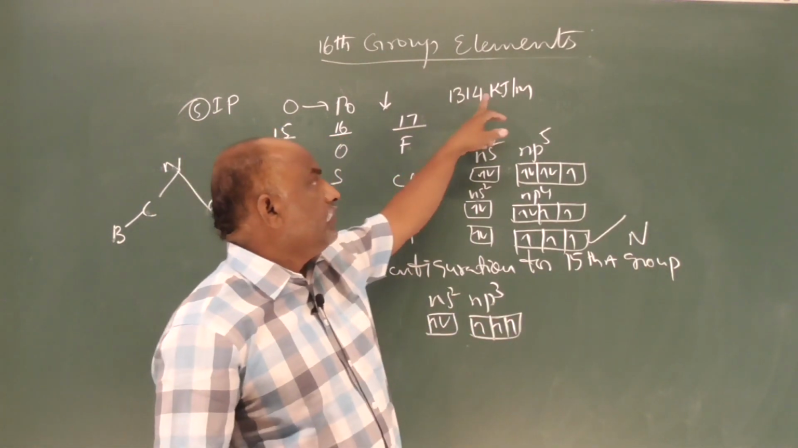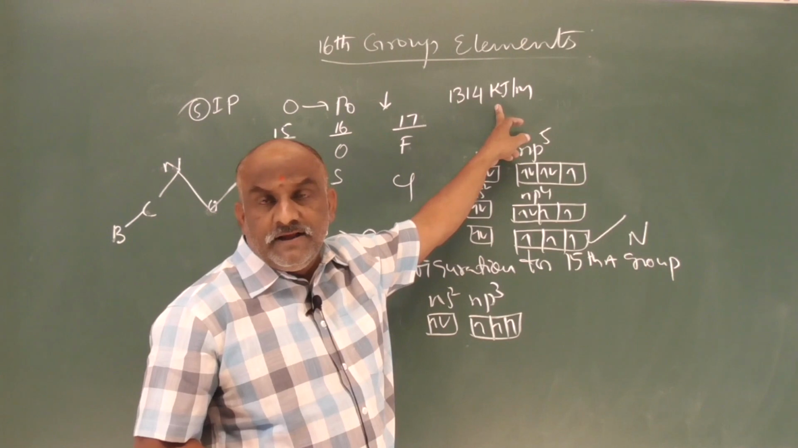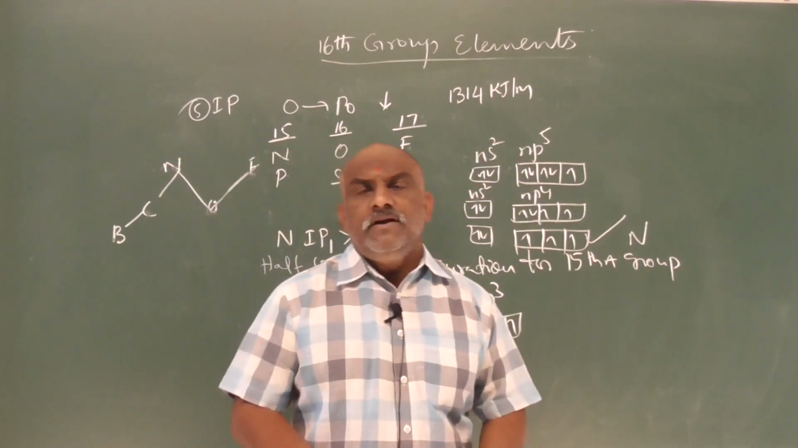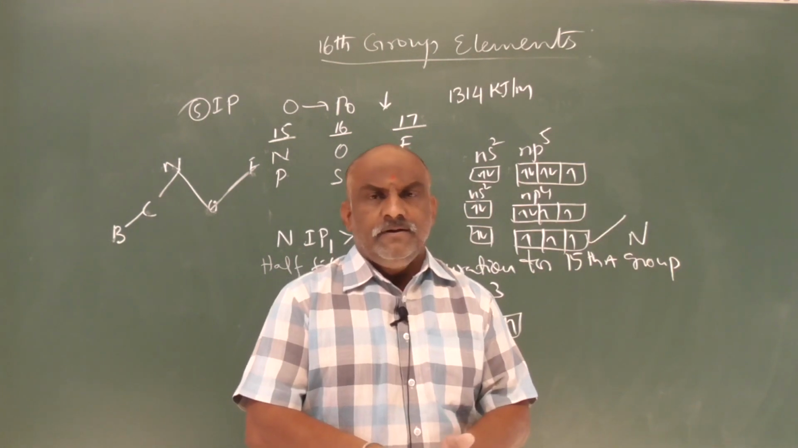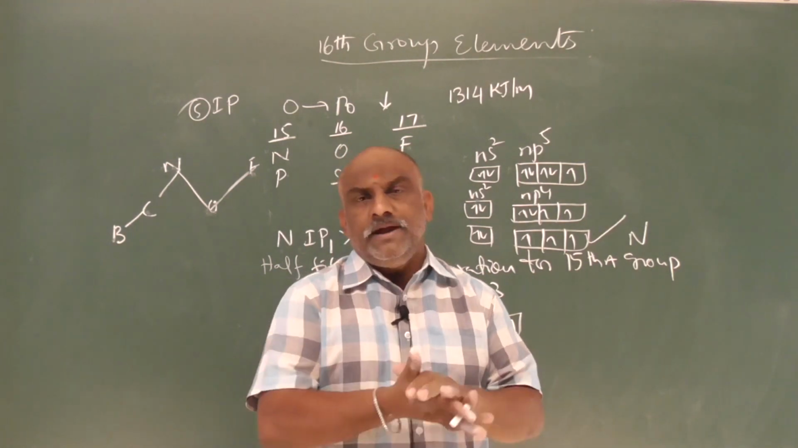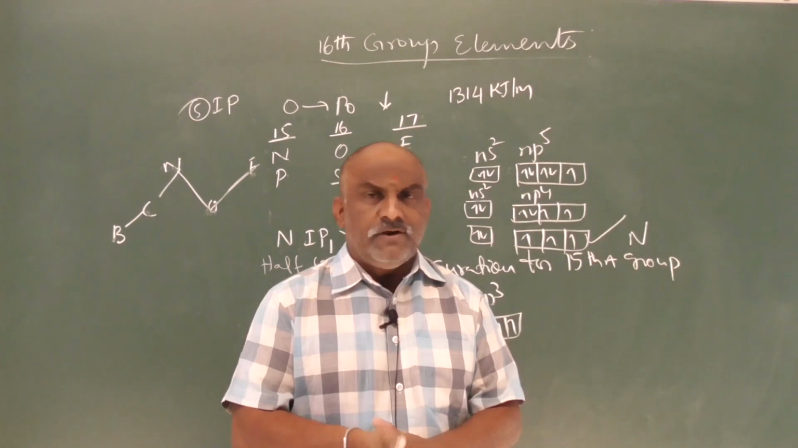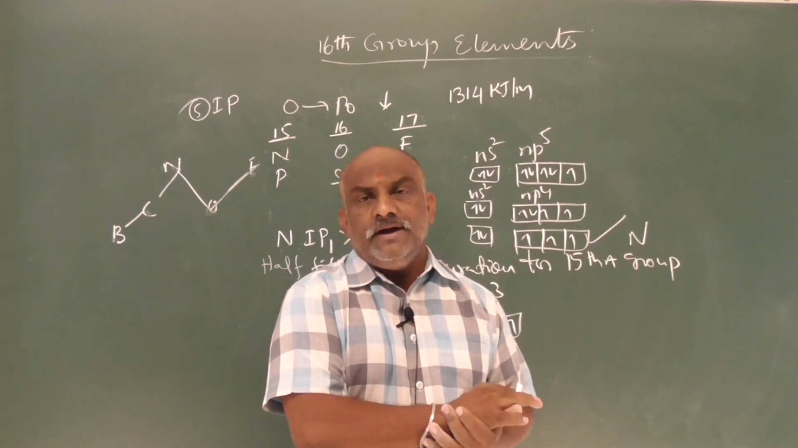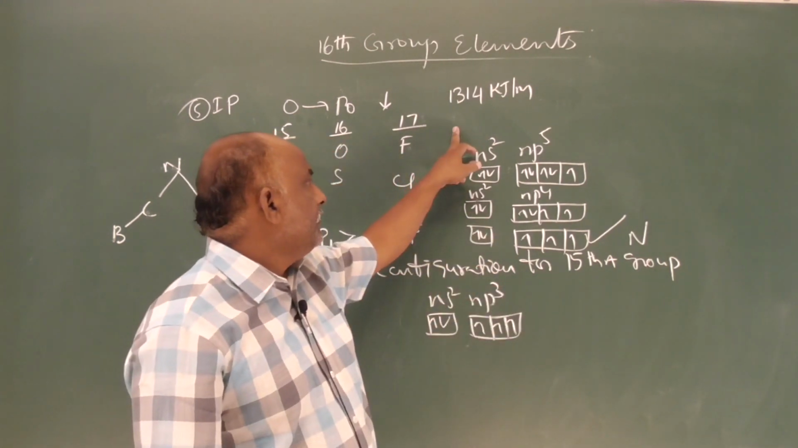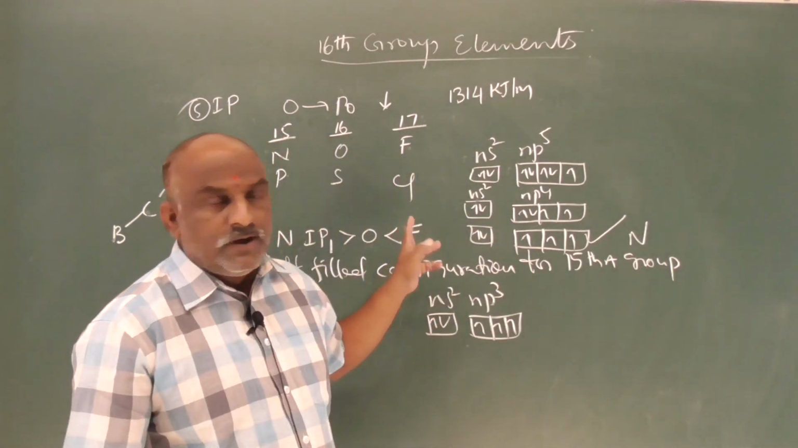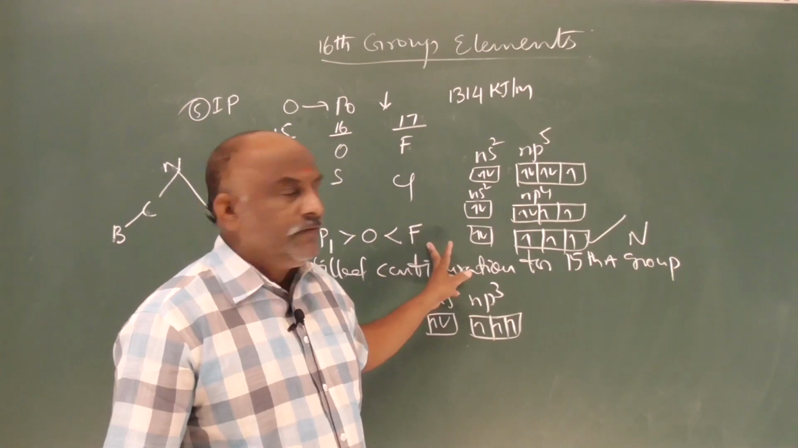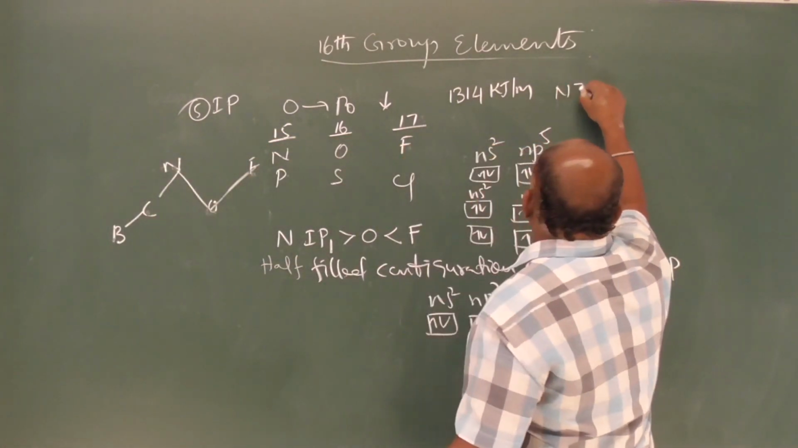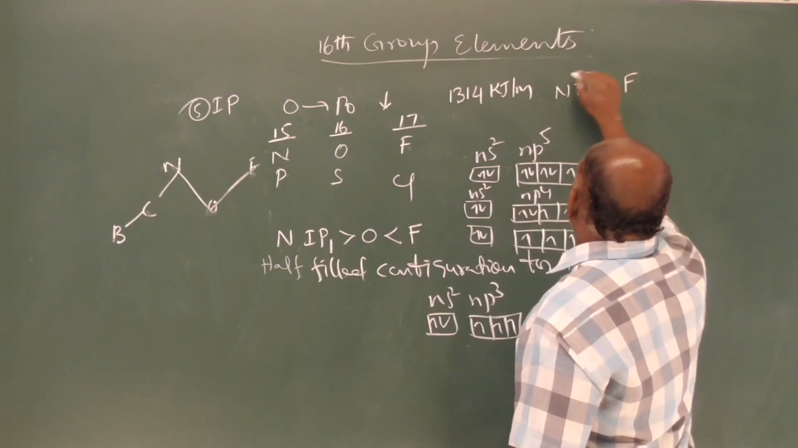1314 kilojoules per mole is the ionization enthalpy value of oxygen. Down the group, ionization enthalpy values decrease, that is the common thing. While going across a period it increases, but when comparing the 15th group and the 17th group, we find oxygen is less than nitrogen, and oxygen is less than fluorine. So you have to follow this trend: N greater than O, less than F.